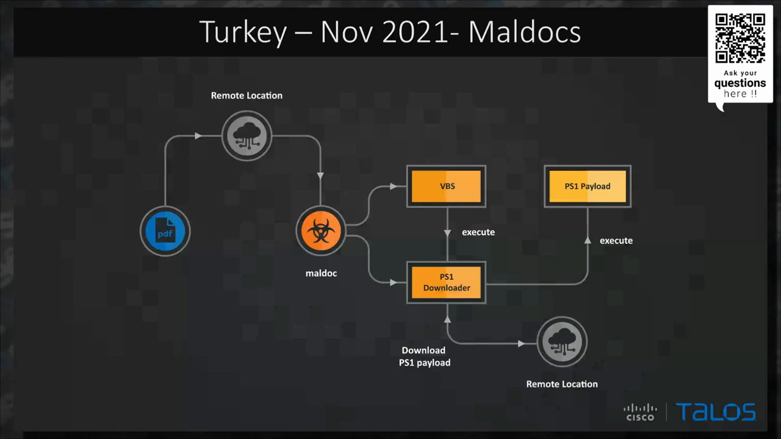The PDF reaches out to a remote location that downloads a maldoc. The maldoc consists of malicious VBA macros that will in turn drop a VBS-based instrumenter and a PowerShell-based downloader. And then the infection chain is pretty much the same. The instrumenter will execute the PowerShell-based downloader, which will download commands from the remote locations and execute them on the infected endpoint.